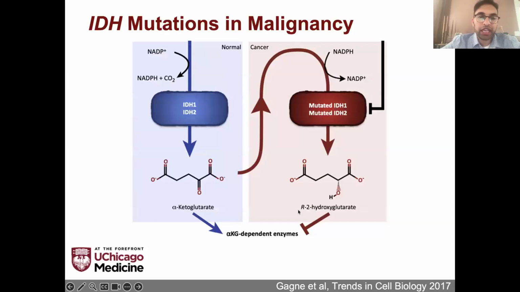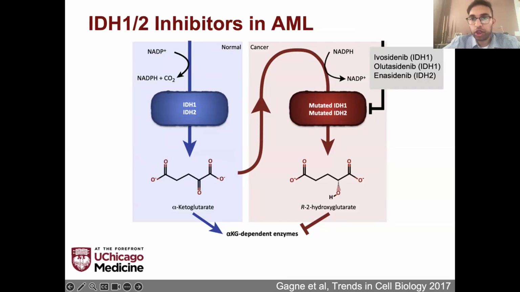So one, I think, proof of principle is IDH mutations. IDH1 and IDH2 mutations are involved in the metabolic processes of cancer cells, and are seen in about 25% of patients with accelerated and blast phase disease. We also have 3 approved drugs in the AML space that we can borrow from: ivosidenib and olutasidenib, which target IDH1, and enasidenib, which targets IDH2.